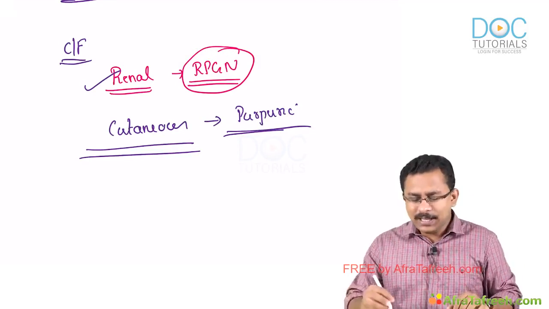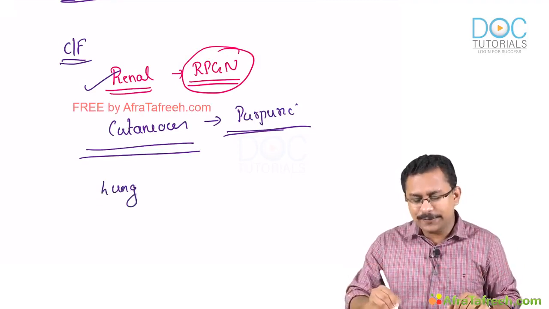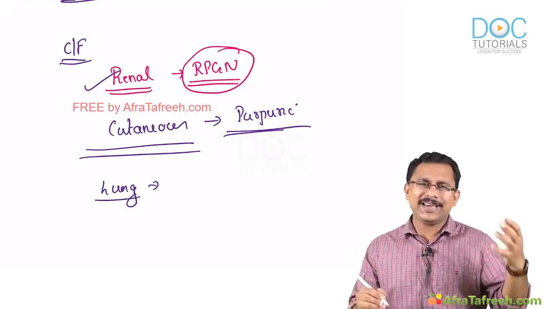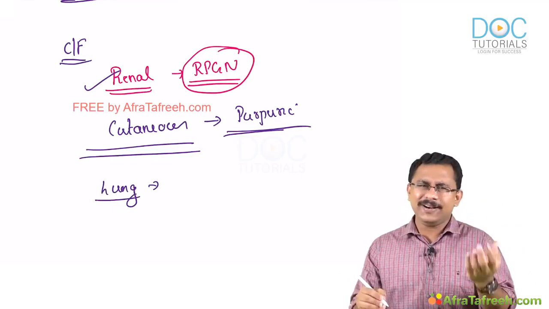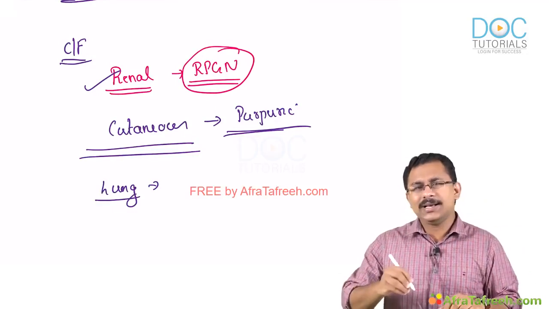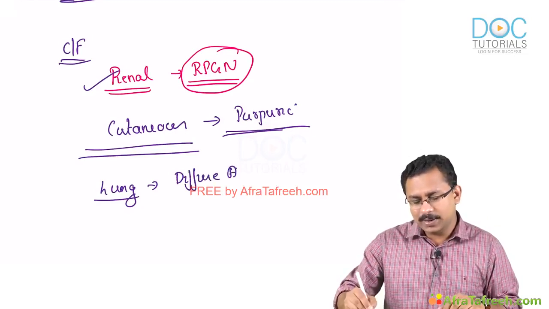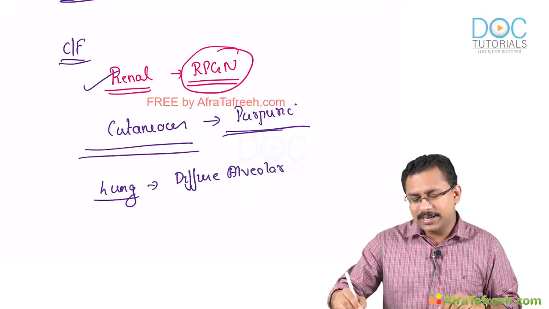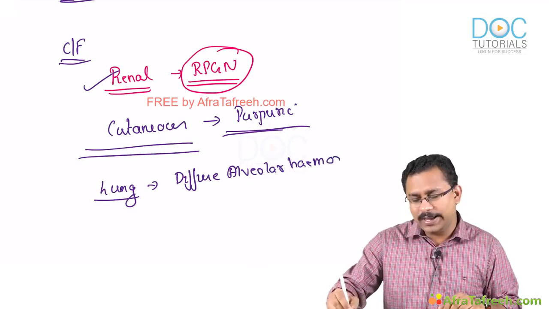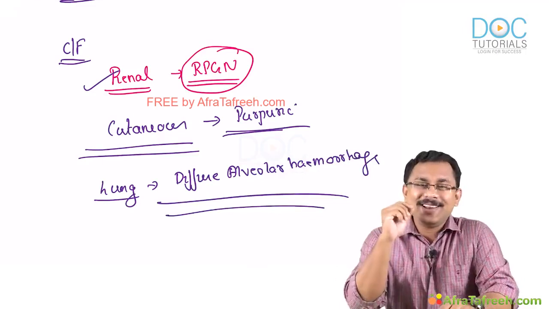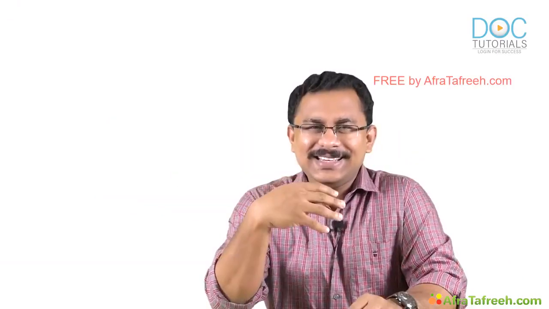And lung involvement also can occur in microscopic polyangiitis, but unlike vaginous, where you have infiltrates, nodules, and cavities, the usual presentation will be that of a diffuse alveolar hemorrhage. So tell me, what will the patient present with? He will be having dyspnea, hemoptysis, and cough. These will be the manifestations. So always keep that in mind.